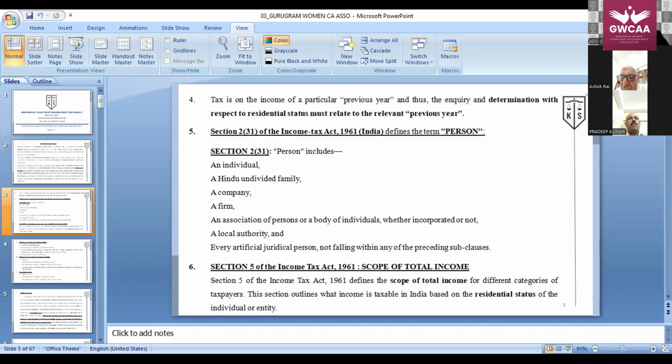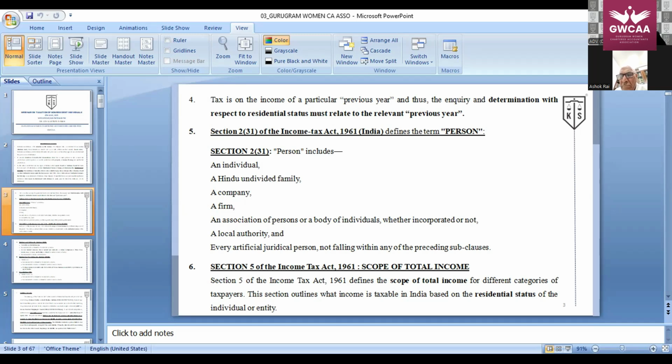So why is residential status important? Because the chargeability of taxing a particular income depends on the residential status of taxpayers. So residential status determines the incidence of taxation. Now, what is incidence of taxation? The incidence of taxation refers to who is liable to pay tax on what portion of income based on their residential status.